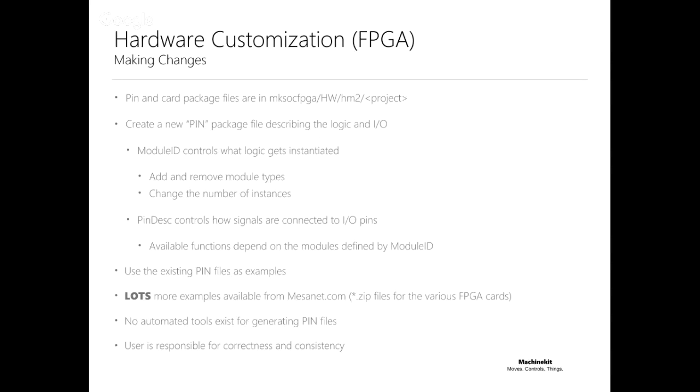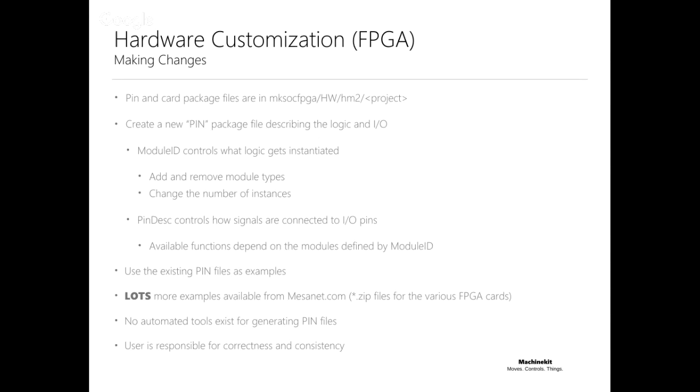But what you do have to do is look in the configuration directory for your particular board. Starting from the top level, there's a hardware directory and then an HM2 directory, which contains all the HostMot2 files. And then, oh, I think I actually missed one. There's a config directory and then the project directory. So there would be a config and then a DE0 Nano SoC DB25 directory that would have pin packages or pin files and a card file in it.